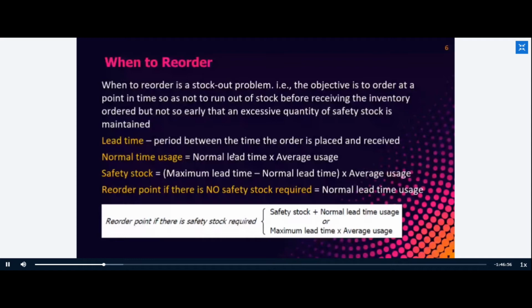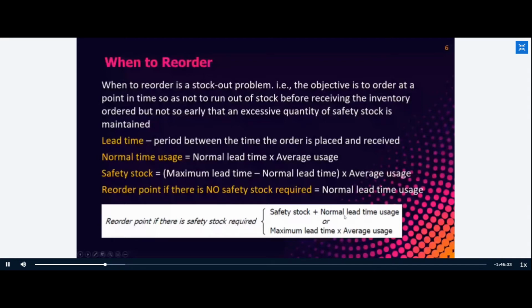Now, reorder point, if there is no safety stock requirement, paano daw yung computation? It's normal lead time usage. So basically, normal lead time multiplied by the average daily usage. Paano naman kung merong safety stock? So simply, it's maximum lead time. So yung kanina yung 8 natin, multiply by the average usage.